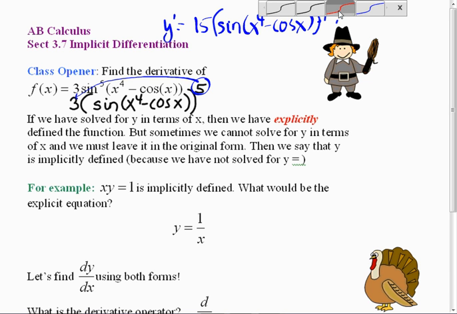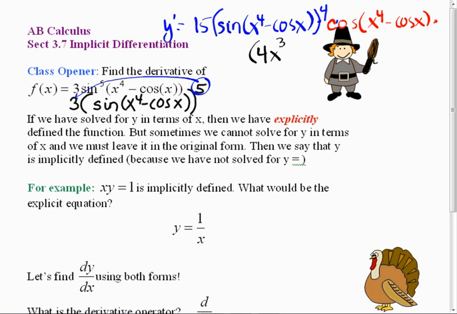And now we're going to do the derivative of the inside one, which is the derivative of the sine, which is the cosine of x to the 4th minus cosine of x, times, I'm out of space, so I'm just going to wrap it around. And then I do the derivative of x to the 4th minus the cosine of x: 4x cubed plus the sine of x. Excellent. You guys remembered that the derivative of the cofunction is negative. It's just the chain rule.